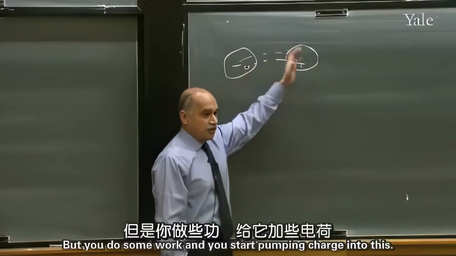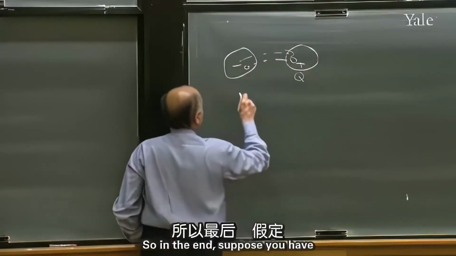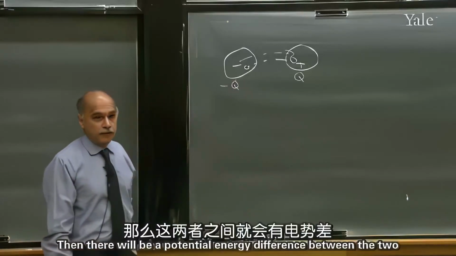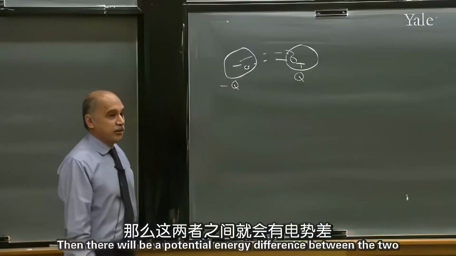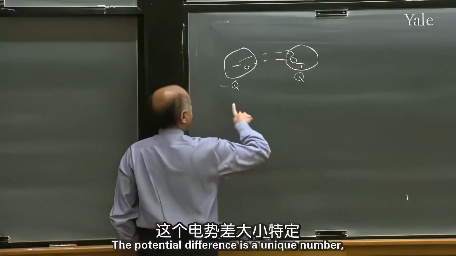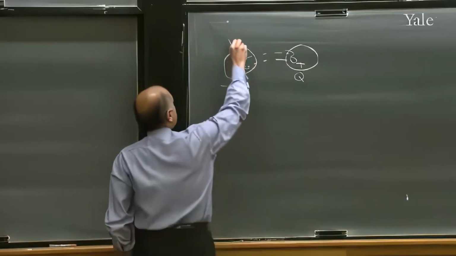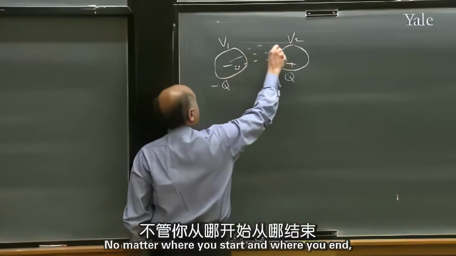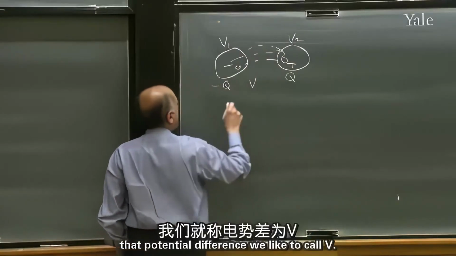But you do some work and you start pumping charge into this. So in the end, suppose you have a charge Q there and charge minus Q there. Then there will be a potential energy difference between the two because there's a certain amount of work needed to go from here to there. And the potential difference is a unique number because the whole solid has one potential, the other solid has another potential. No matter where you start and no matter where you end, if you find the work done, that potential difference we like to call V.